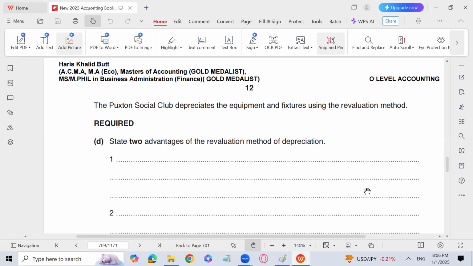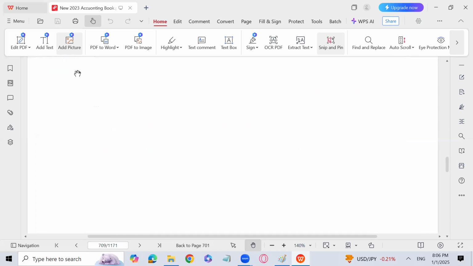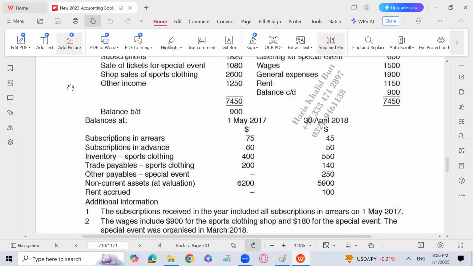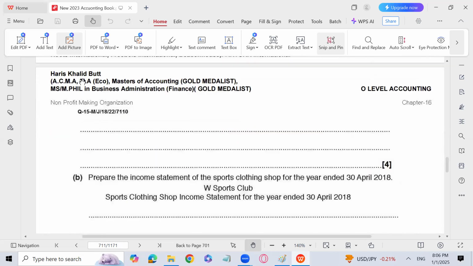Secondly, it is quite easy to calculate. It is simple to understand, easy to calculate, because you know that the formula is opening asset plus addition minus closing asset. We will find the depreciation. So this is the question we have done.